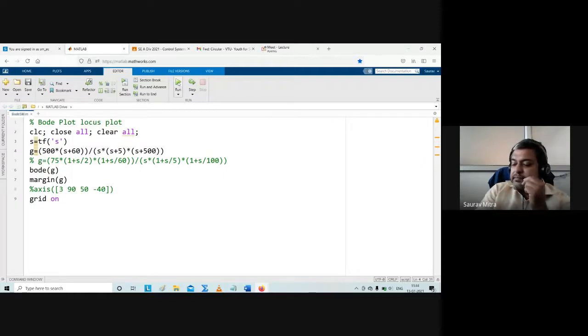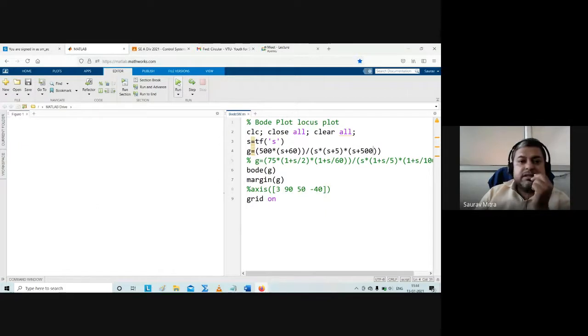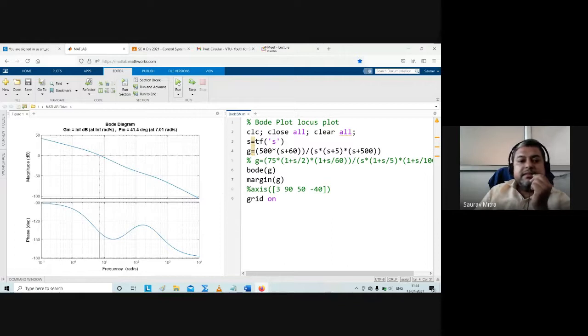Let us see. So at pole 200, the phase margin was 30.6. Now what I have made is the pole at 500. Can you tell me whether the stability has increased or not? How much is the phase margin now? This is 41.4. So pole at 200, the phase margin was 30.6. Pole at 500, the phase margin is 41.4.